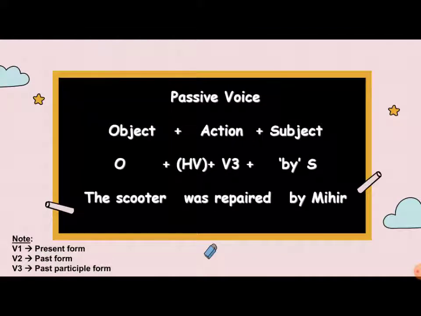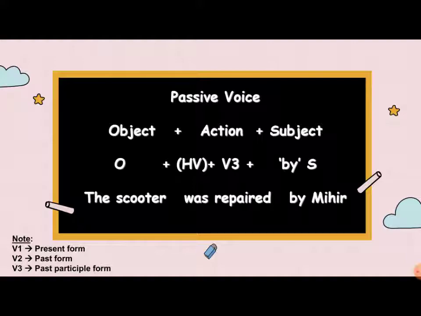Next, passive voice. What is the structure? You will get object first, then action and then the subject, because object means the receiver of the action. So O plus a helping verb plus V3 plus by plus S. Dear children, here always remember, you have to change the verb into the past participle form of the verb. So V3 means past participle form.